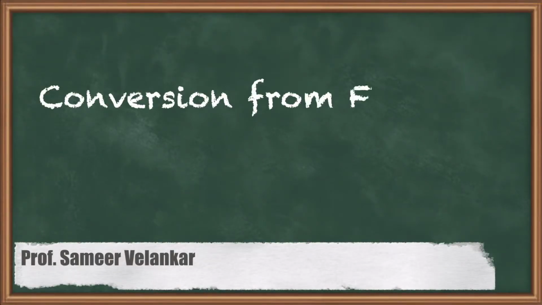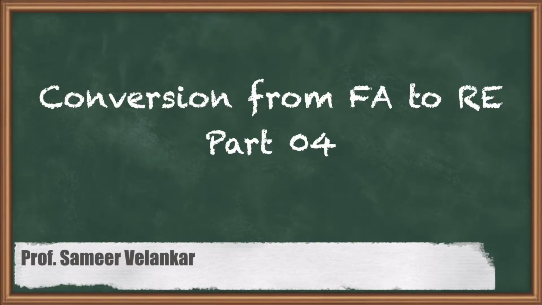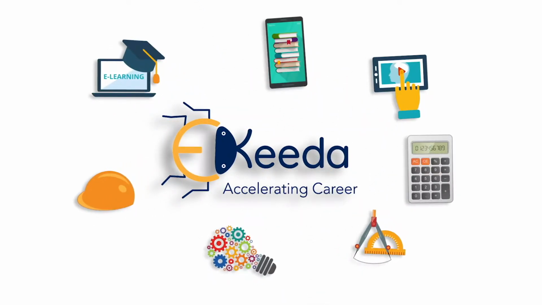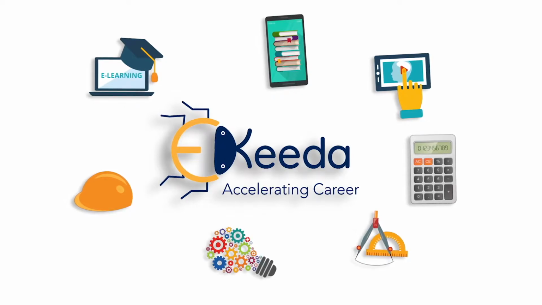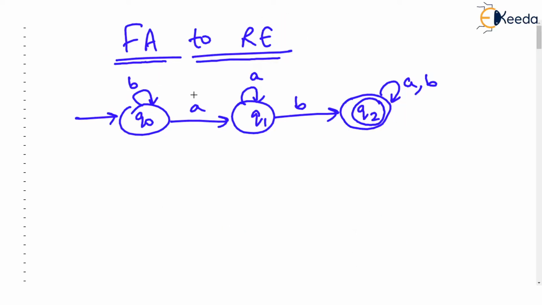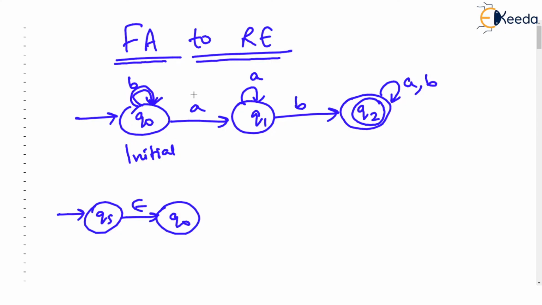Hello, dear students. Let's take one more example of FA to RE. We have been given a finite automata here. Let's pre-process this first. You can check that the initial state Q0 has an incoming edge. So we will add one new state QS, and with an epsilon transition, we will join it with Q0. The rest remains the same in the pre-processing step.